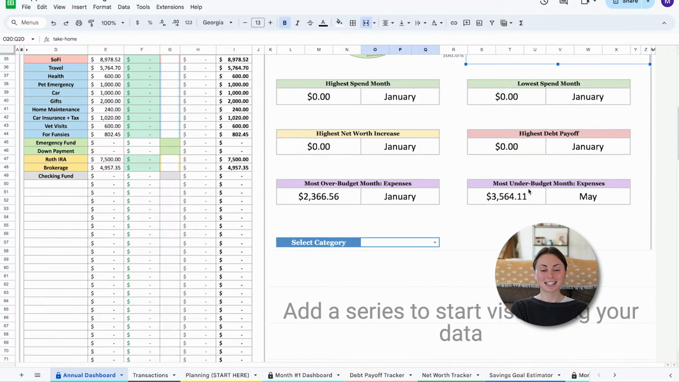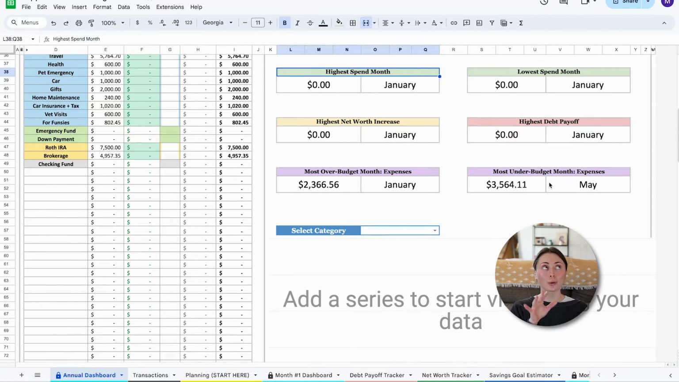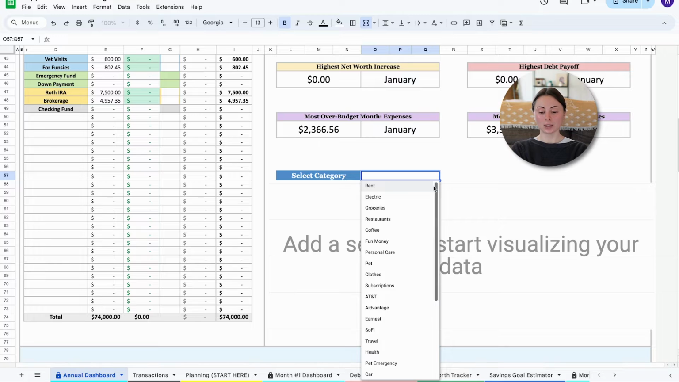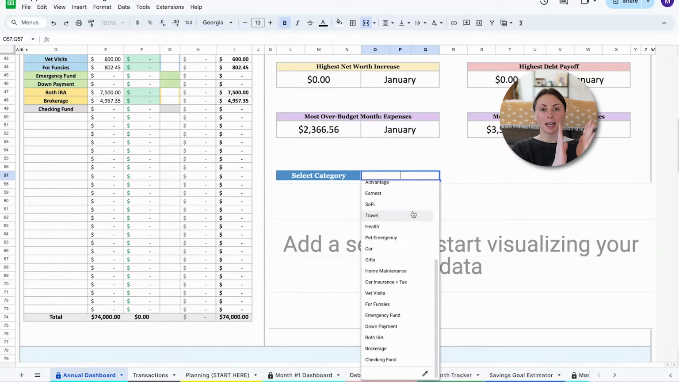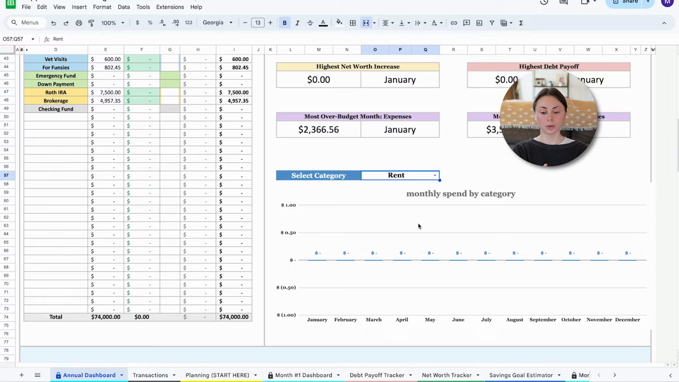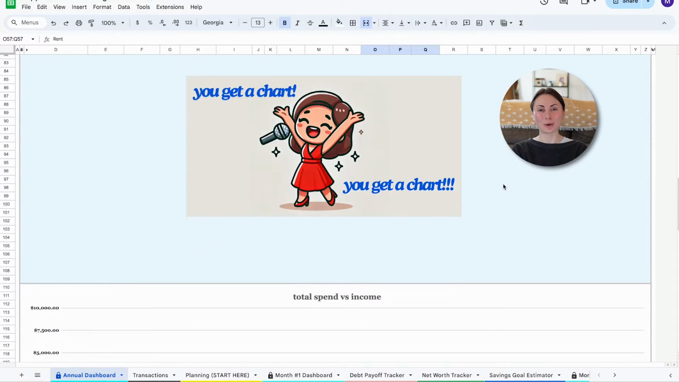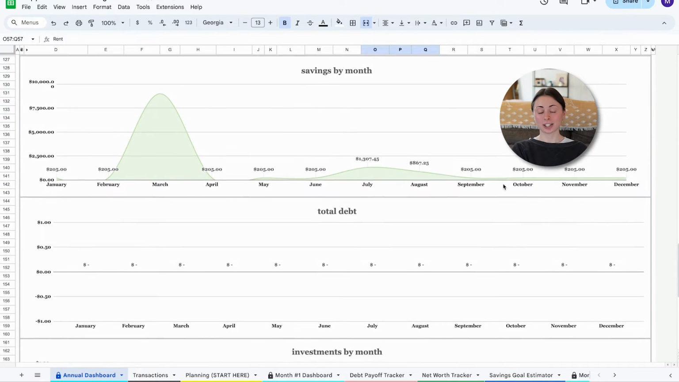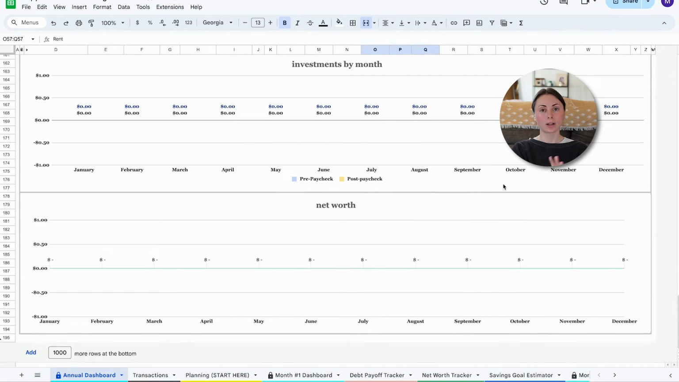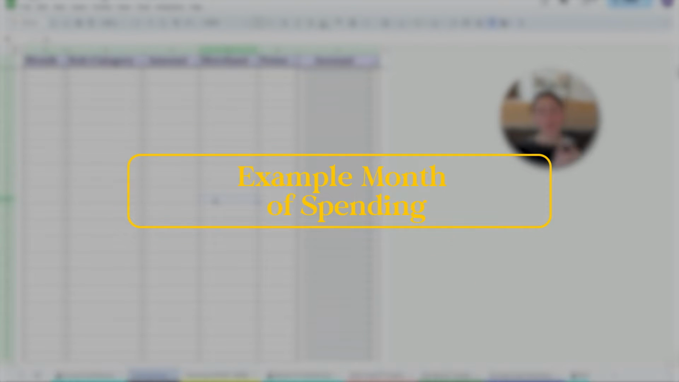And this is one I'm really excited about. You have an end of year wrap up with what your highest spend month was, lowest spend month was, your highest net worth increase, debt payoff, the budget that your expenses were the most over budget versus the most under budget. And then this one will auto-populate all of your categories and you'll get a month by month breakdown. For example, rent, there's nothing populated yet, so it's all zero, but you'll be able to see the change month by month here. And then there's a lot more charts. All of the charts that were there last year will also be included in this one. They're just underneath.